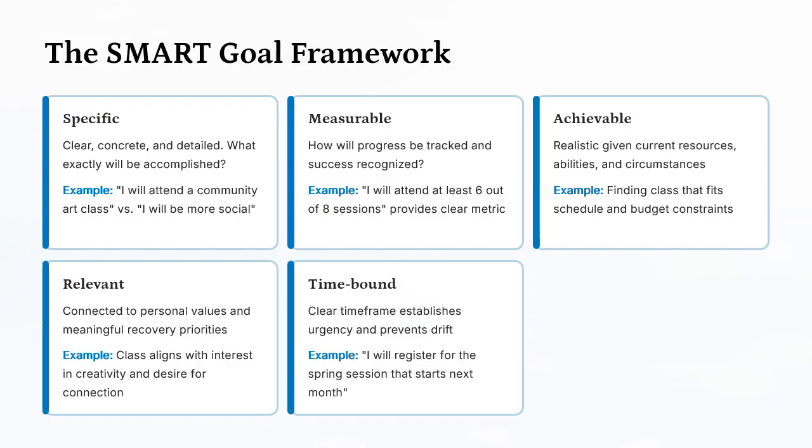M is for measurable. A goal must have a criteria to track progress and determine when it has been met. This can involve a number, a percentage, or a specific action. For example, a measurable goal could be, I will research 3 different supported employment programs and call one of them by next week. Measuring progress helps individuals stay on track and provides a sense of accomplishment.